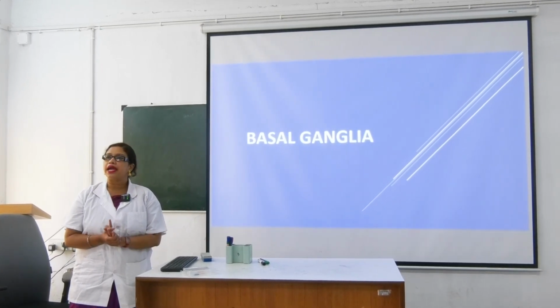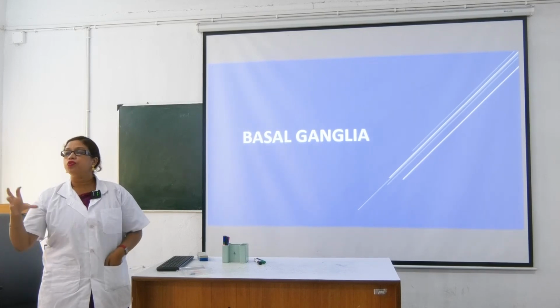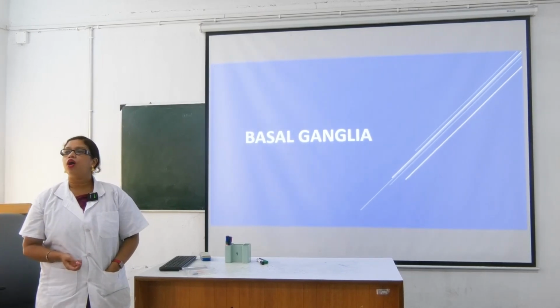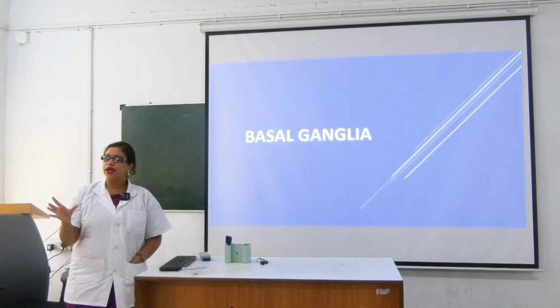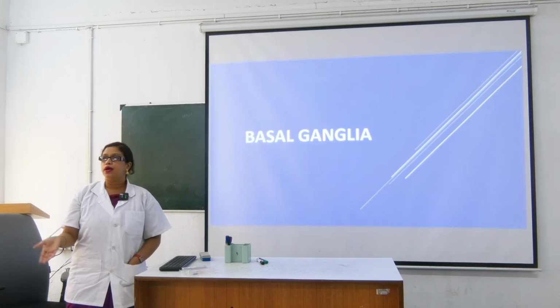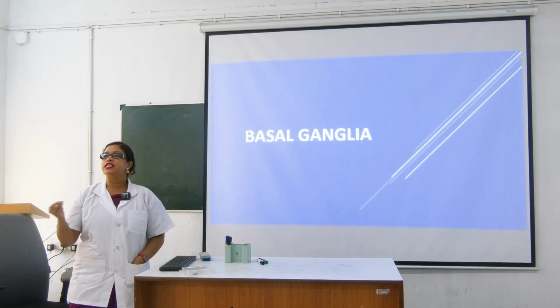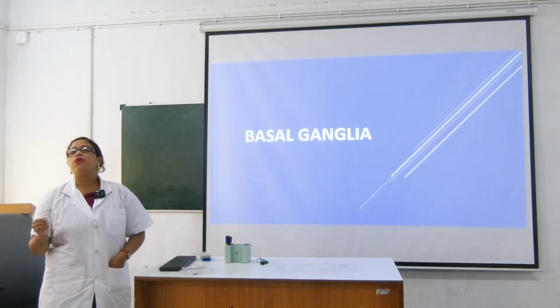Basal ganglia or basal ganglion means, what is the definition of ganglion from physiology? You have studied. It is an accumulation of cell bodies of neuron in a particular area. Okay, where it is found? It is found outside the CNS. But here we are seeing it is found inside the CNS. Okay, be quiet everyone.